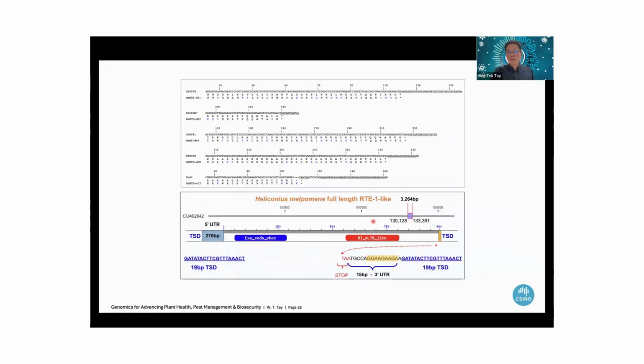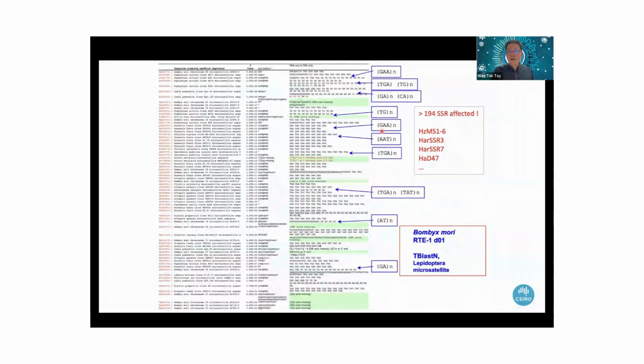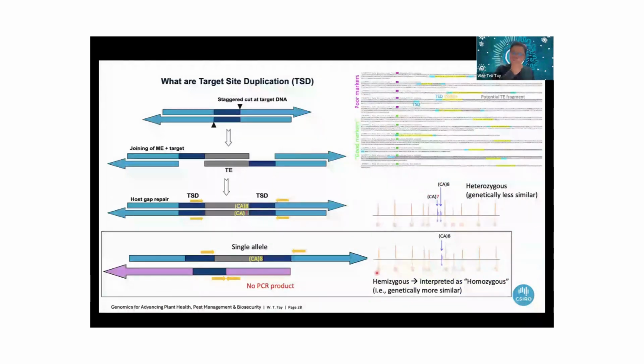But this type of mobile element breaks up very easily, and when it breaks up, it randomly inserts itself into the genome. So in the genome of a lot of Lepidoptera, you can see partial genes of the mobile elements inserted everywhere, and they create all sorts of microsatellite markers, repeat units that are then isolated and used to infer population movements and connectivity. So how is target site duplication occurring?